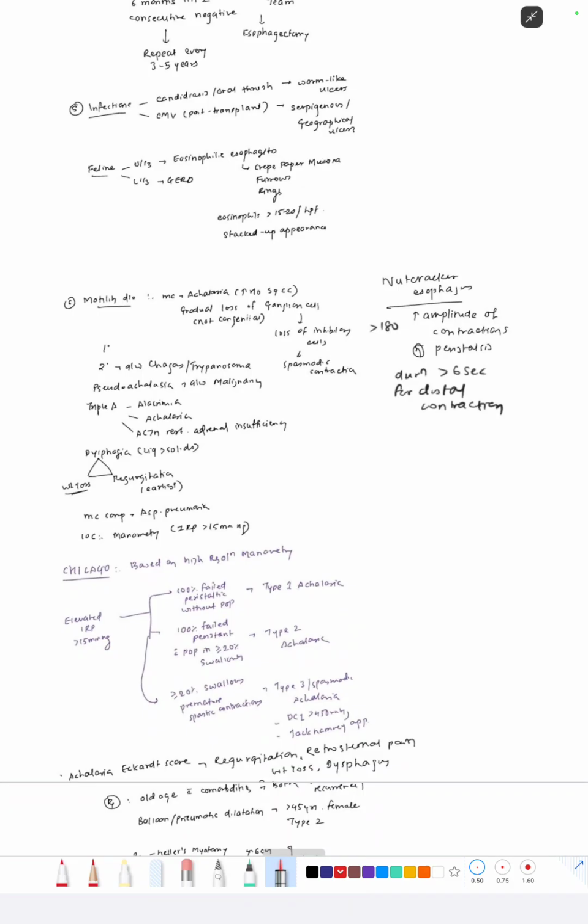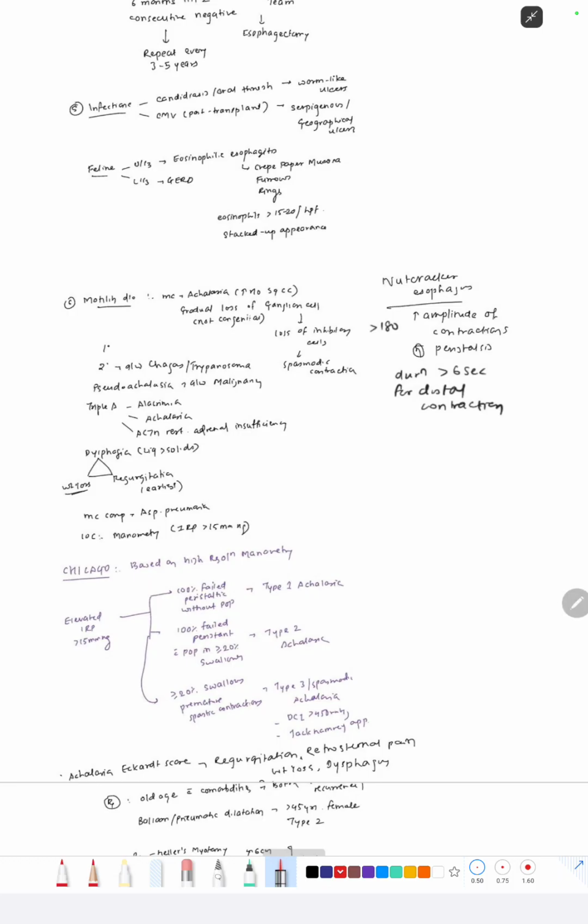Then in motility disorders, primary achalasia cardia is because of primary causes. Secondary achalasia is associated with Trypanosoma cruzi infection causing Chagas disease. Pseudoachalasia is associated with malignancy. Then there is the triple A syndrome. The triple A syndrome includes alacrimia, achalasia, and adrenocorticotrophic hormone resistant adrenal insufficiency. All of these progress with time, and triple A syndrome is also called Allgrove syndrome.